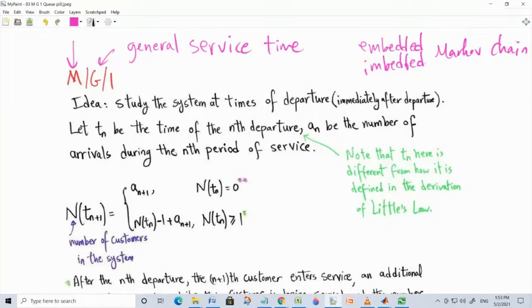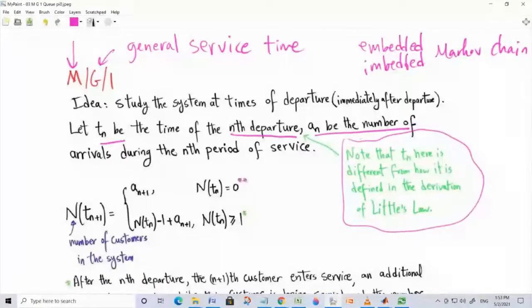Those are the times of departure. And so let Tn be the time of the nth departure. Here is a quotient that, in the Little's law derivation, I used Tn to mean the time of arrival, but now I'm using Tn as time, because I don't like to have both subscript and superscript. In this context, Tn is the time of the nth departure. And then An is the number of arrivals during the nth period of service.